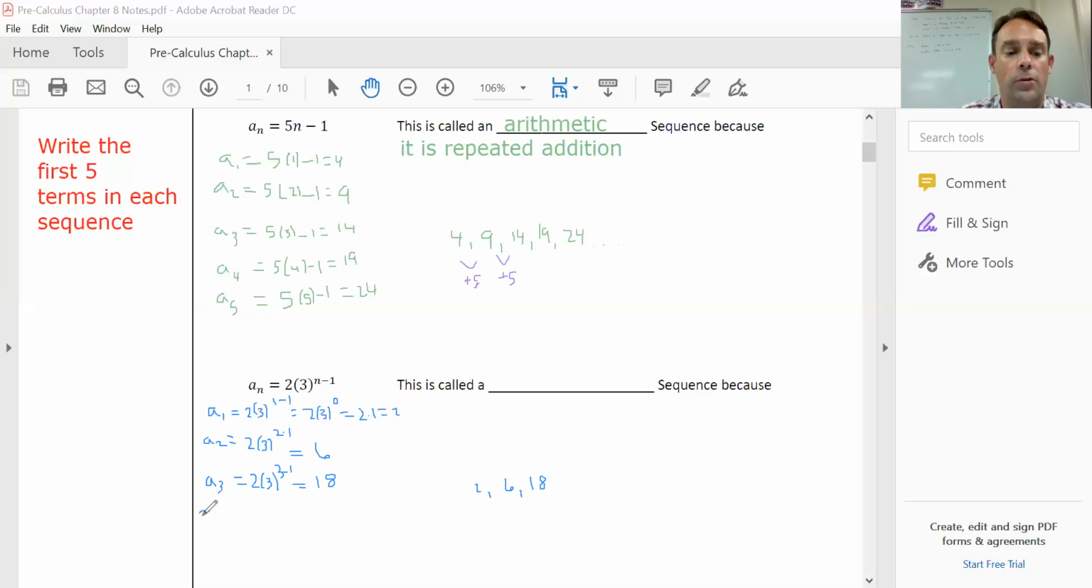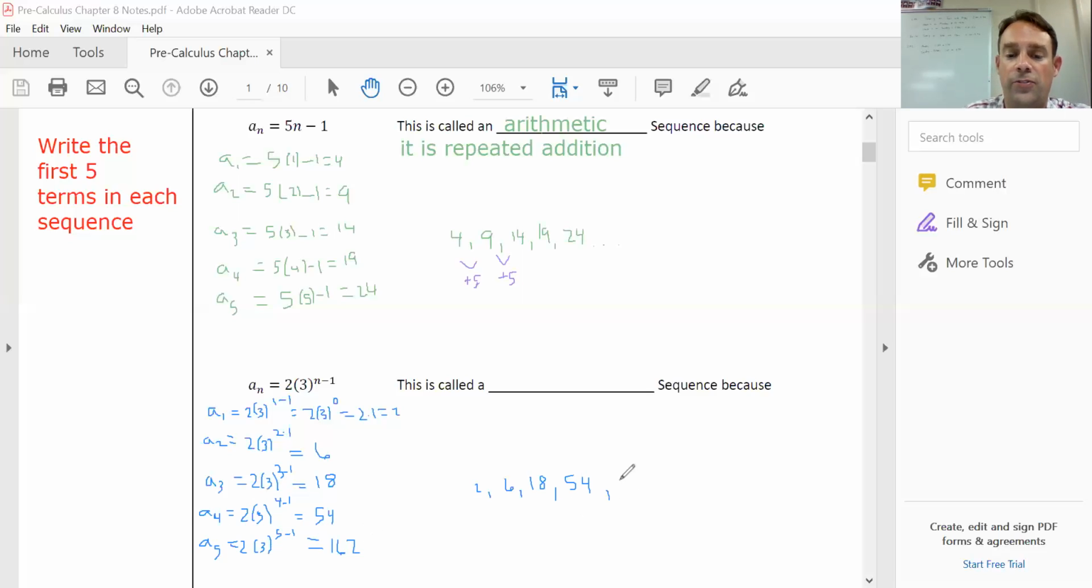A sub 4. That's 2 times 4. 3, sorry. To the 4 minus 1. That's an ugly looking 3 there, isn't it? That would be 54. And a sub 5 is 2 times 3 to the 5 minus 1, which is 162.